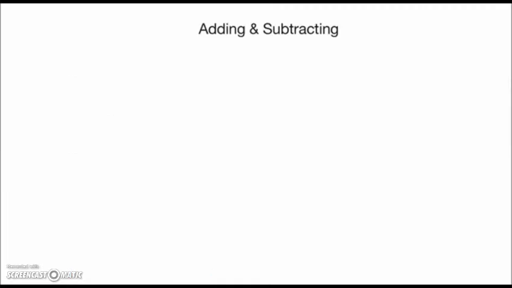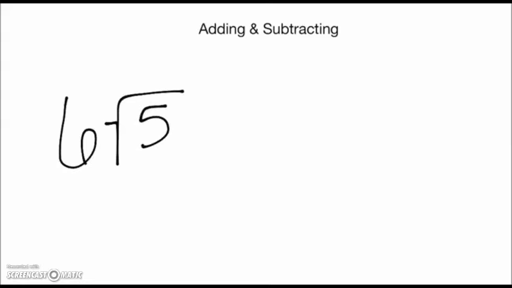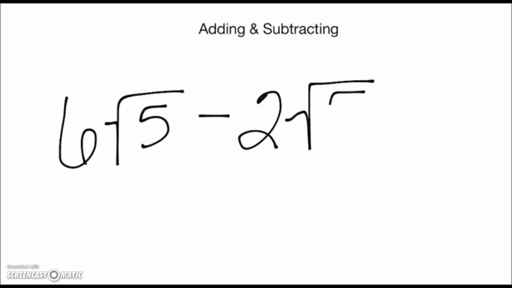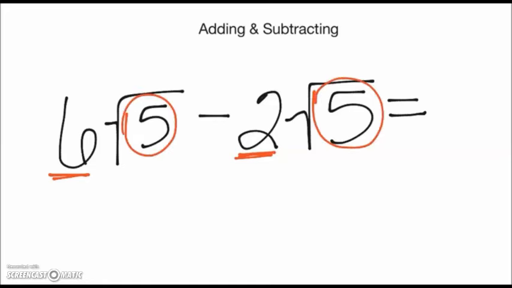Now, let's try an example with subtracting. For example, I could do 6 square root of 5 minus 2 square root of 5. Again, I'm interested in subtracting these numbers that are on the outside, and I can only subtract them if the numbers inside the radical, the radicand, are the same in both problems. So both of these are a square root of 5, so I'm good there. So I can subtract my numbers on the outside.